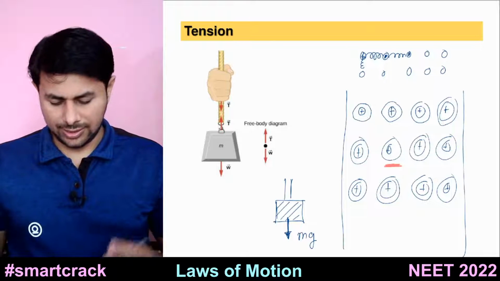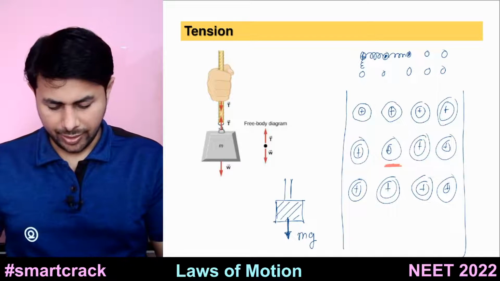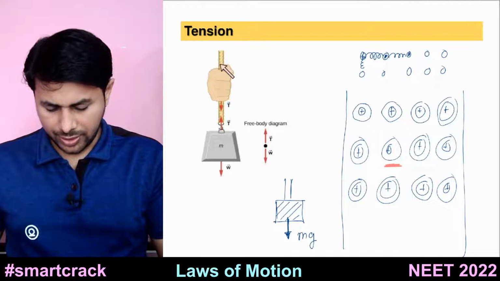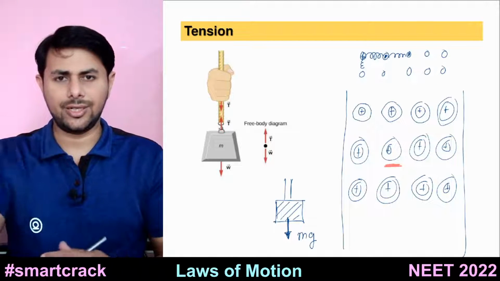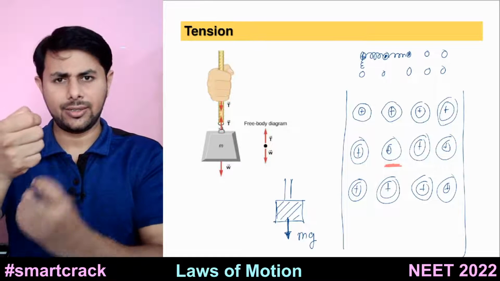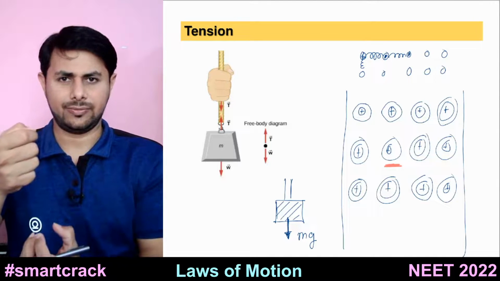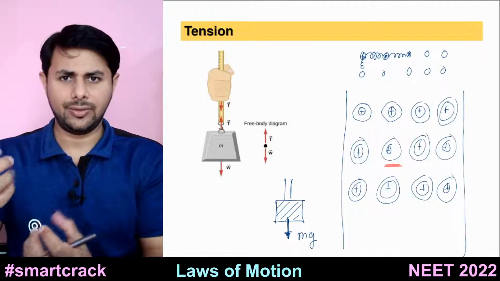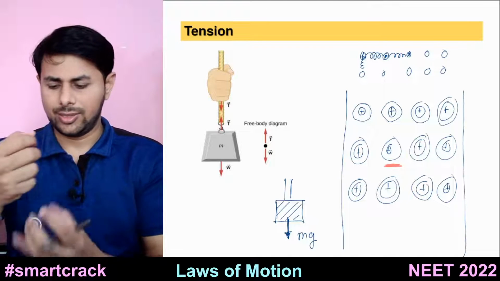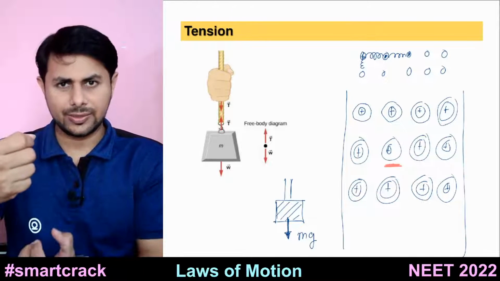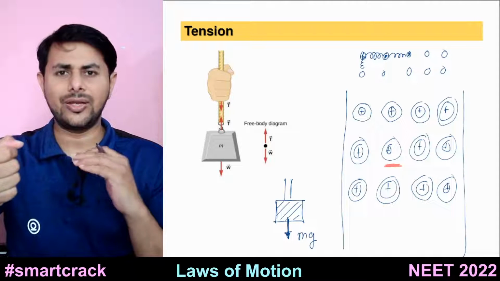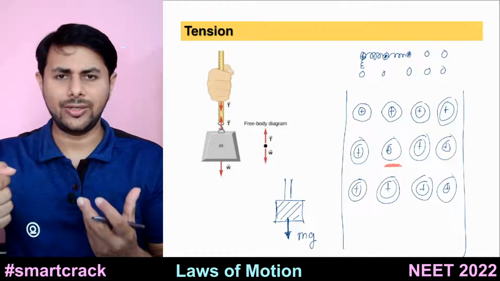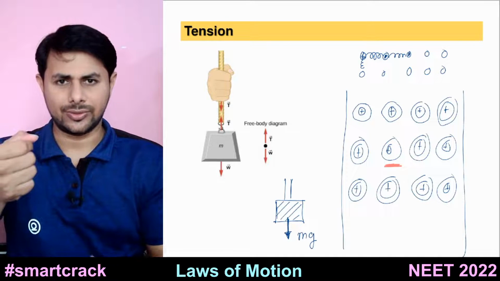Next force is tension in the string. Let's suppose you have a string like this and you connect a mass like this. You hold that string or rope in your hand and the mass is hanging from one end of that rope. The weight of that mass will act downwards and you are holding the rope. Now if there were no other force, what would have happened? The mass would have fallen down.